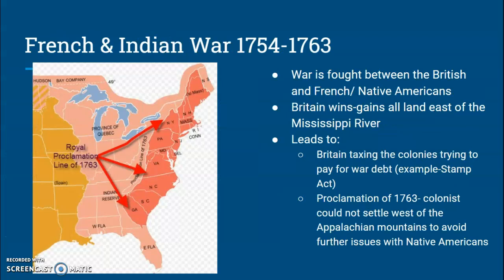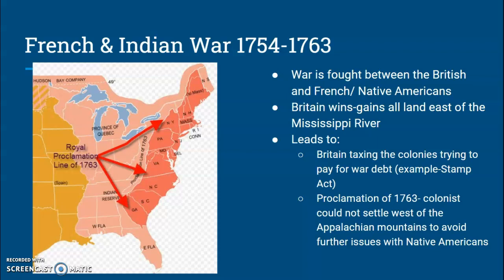In the mid 18th century, you're going to have a very famous war called the French and Indian War. This is between 1754 and 1763. The war is going to be fought between the British on one side against the French and Native Americans on the other side. France had a good relationship with Native Americans because of their trading policy, and they tended to try to have good relationships with them. Britain tended to not have great relationships with them, and so that's why Native Americans will side with the French.